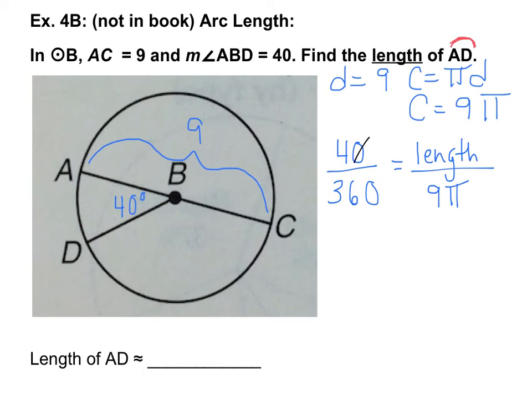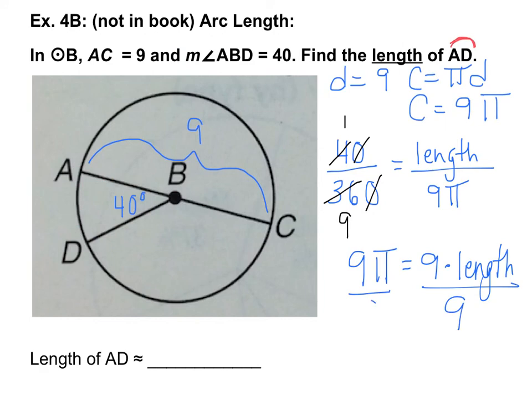Again, reduce. We know our 10s are going to cancel out there. And then I hope you can see 4 into 36 is reducing down to 1/9. Quick cross multiplication, we get 9 pi equals 9 times the length. And so if we divide by 9, hopefully you can see that my length is just going to be 1 pi, or pi. And of course we just passed Pi Day last week, so the length of arc AD is actually 3.14.